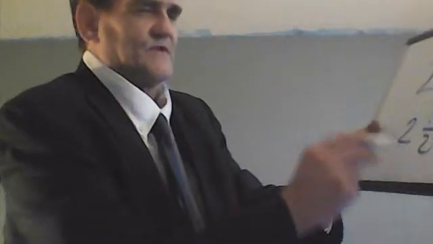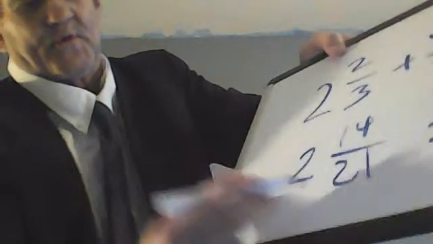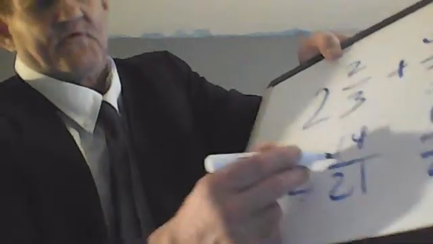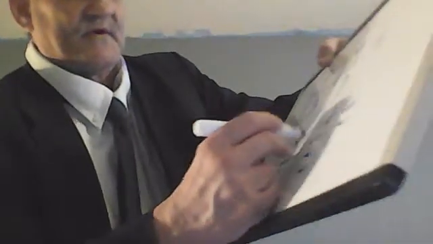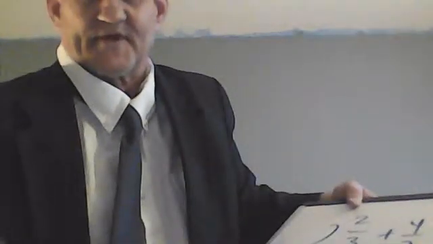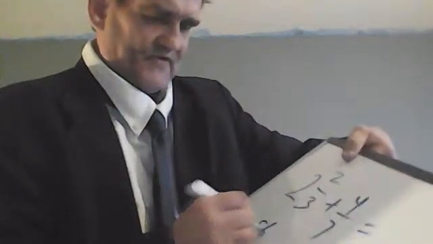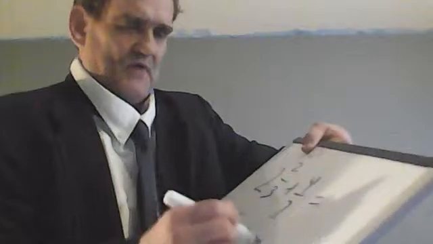I'm ready to add. Or am I? I still have to make this so that this 2 sticks out a little bit, doesn't it? What do I do now? 2 times 21 is 42, and I add 14. That becomes 56. Let's erase that again. Watch. So you end up with 56 over 21 plus 12 over 21. 56 over 21 plus 12 over 21. All right?